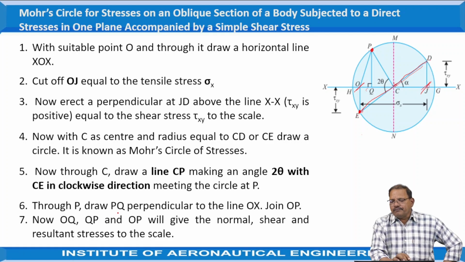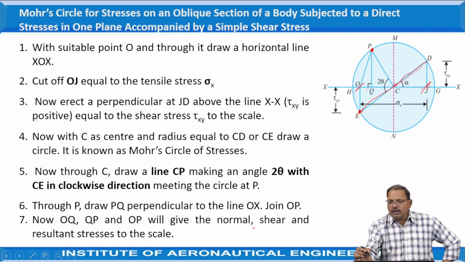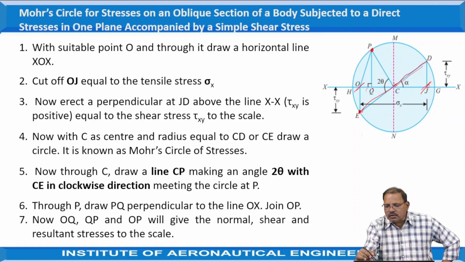Now through P, draw a line PQ perpendicular to OX, join OP. Now according to the Mohr circle, OQ is the normal stress, QP is representing the shear stress, and OP is representing the resultant of normal as well as the shear stresses according to some suitable scale now.